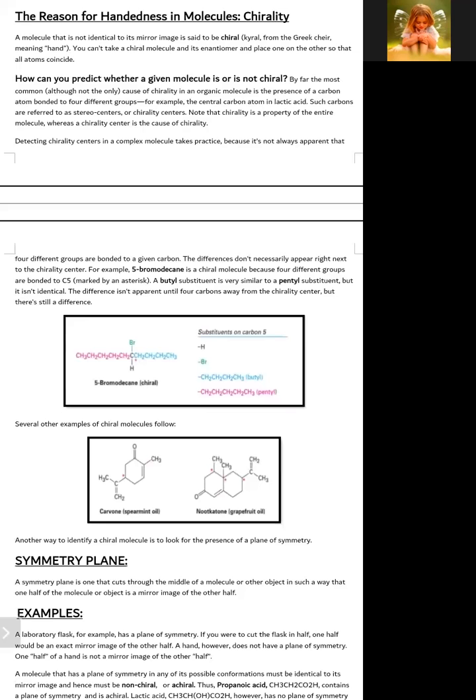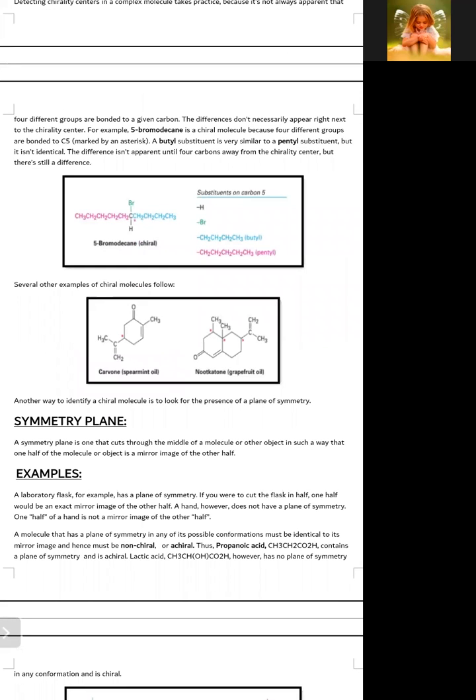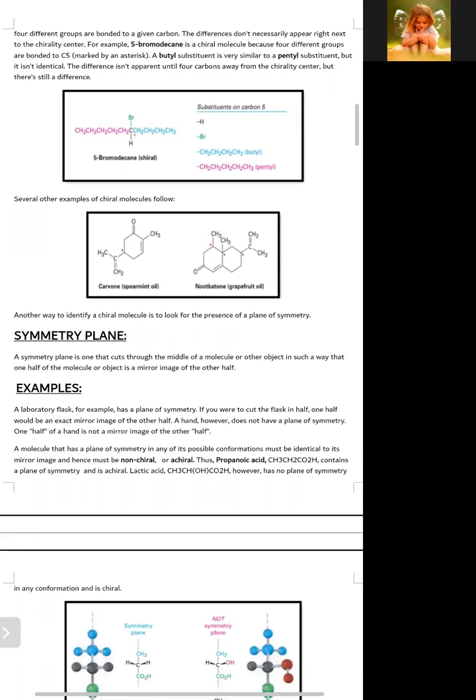For example, 5-bromodecane is a chiral molecule because it is attached to four different groups. A butyl substituent is very similar to a pentyl substituent, but it is not identical. This is the structure of 5-bromodecane, which is a chiral molecule because it is attached to four different functional groups. The other examples are carvone and nootkatone. Carvone is in spearmint oil and nootkatone in grapefruit oil. Another way to identify a chiral molecule is to look for the presence of a plane of symmetry.